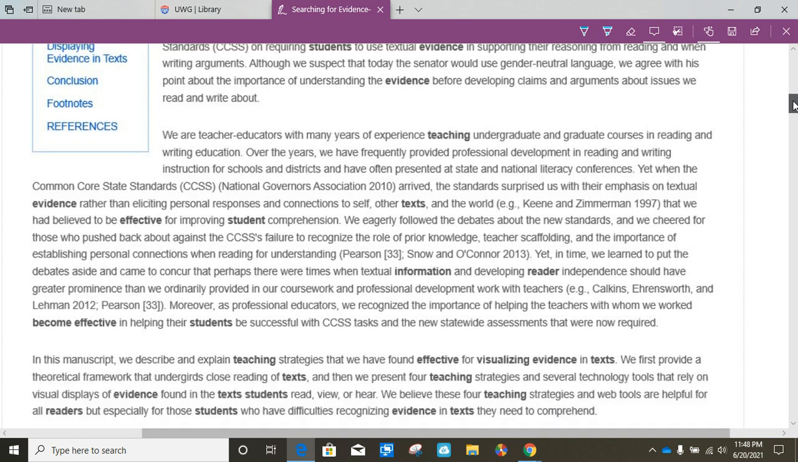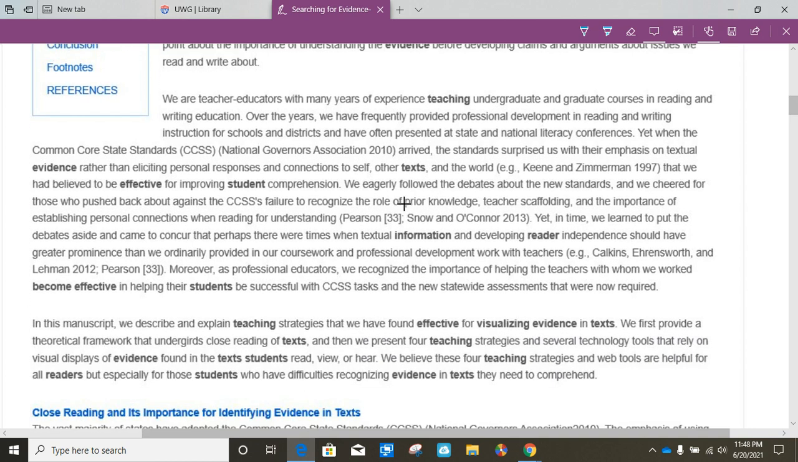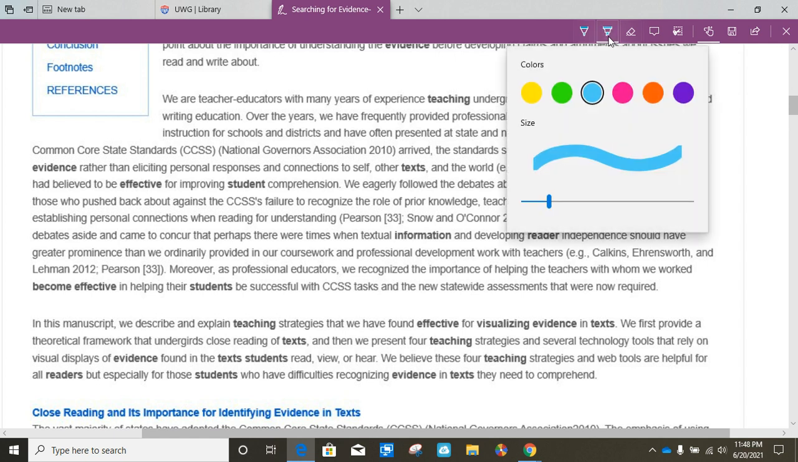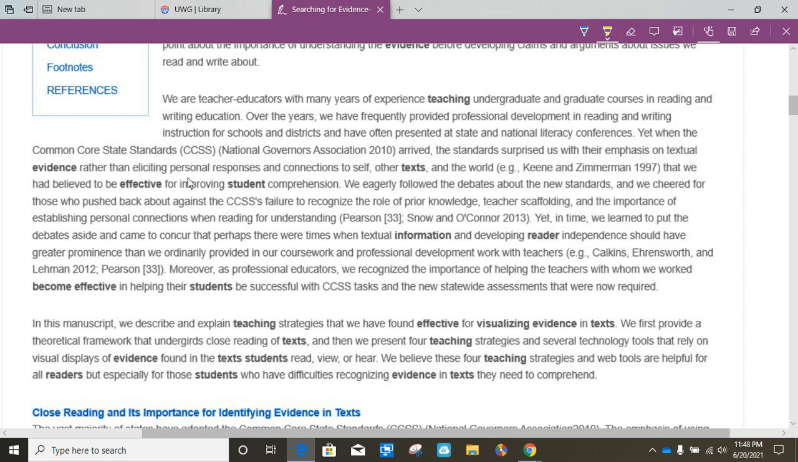One thing that you need to do when you're annotating is make sure to underline or take note of words that you may not know, because sometimes that's important in trying to understand or comprehend the text. You cannot comprehend the text if you don't understand the words within the text.